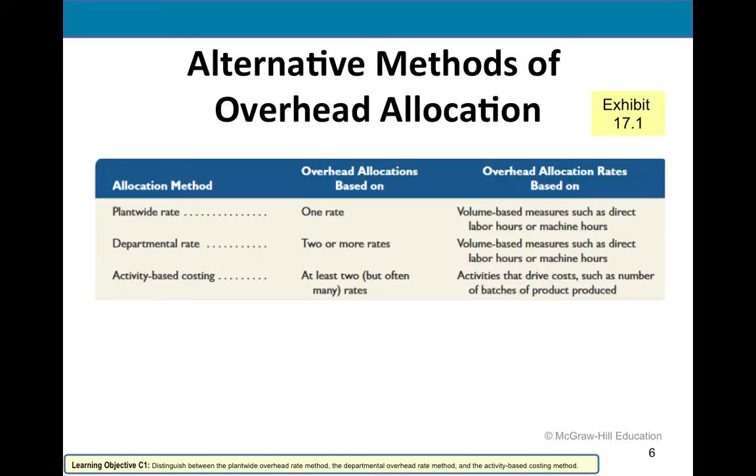The difference is plant-wide is just one-size-fits-all. So it doesn't matter what your department is, what area you're in, it's one rate for the entire plant. Departmental says, nope, it's per each department. Activity says it's based on what activities you have to do to make the product.